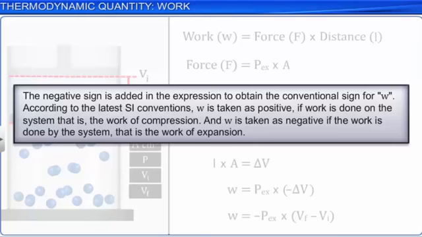According to the latest SI conventions, W is taken as positive if work is done on the system, that is, the work of compression. And W is taken as negative if the work is done by the system, that is, the work of expansion.